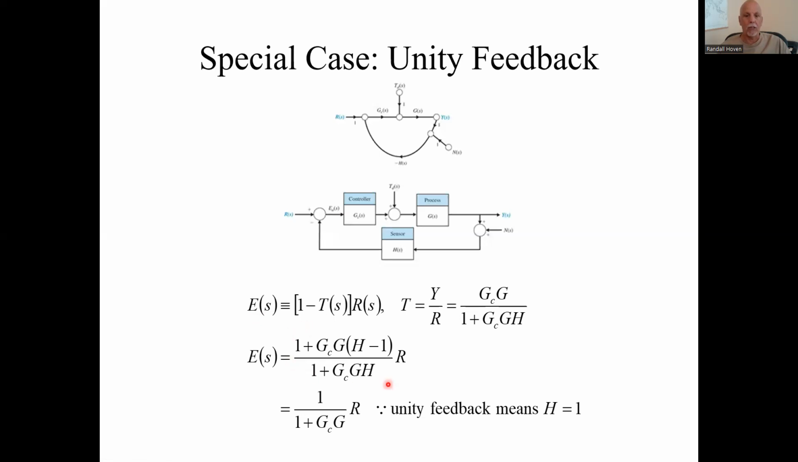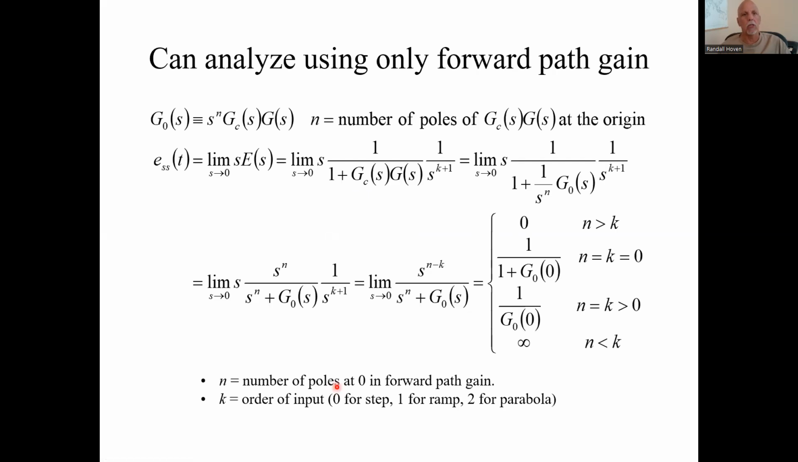Did a little bit of that algebra. It's this, but if H equals 1, you get rid of this whole term. And the error in the Laplace domain is just this thing. So let's keep doing some things. Let's first find this G sub 0 as the forward path gain with the poles at the origin removed.